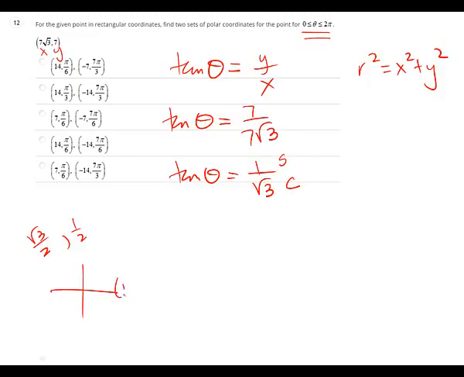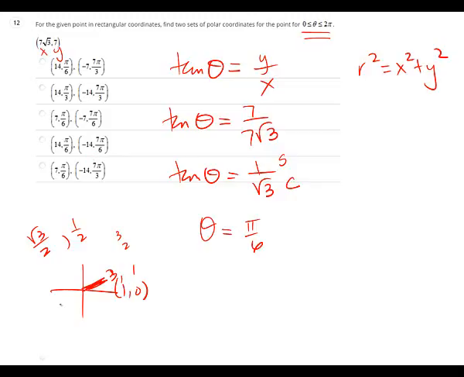If I go to my unit circle, let's see, 1, 2, 3. It's got to be this one right here, right? So what's that coordinate right there? Can anybody tell me what that coordinate is? Pi over, look at all the answers. There are only 2 choices. It's got to be pi over 6. Then we've got the other one that I've got to find.